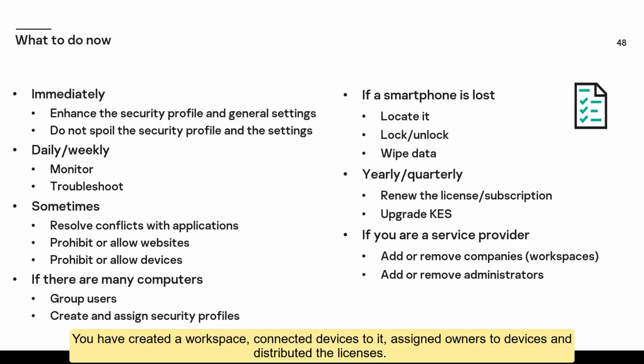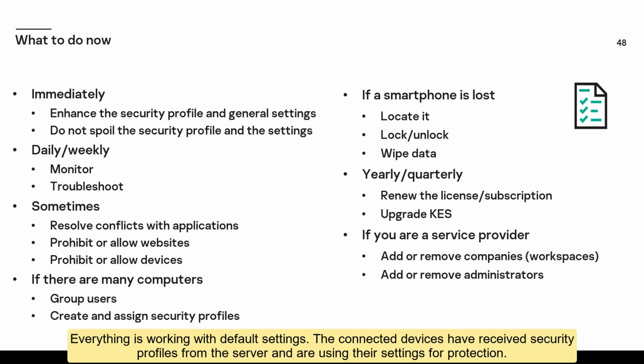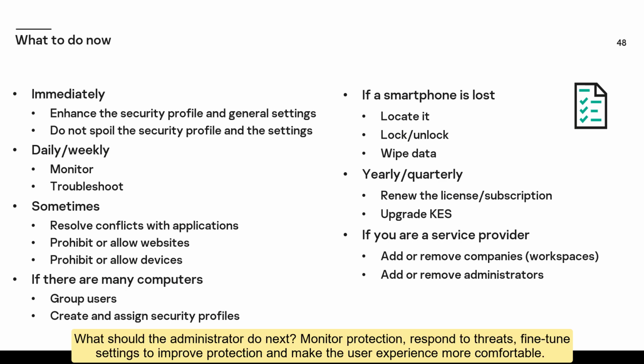You have created a workspace, connected devices to it, assigned owners to devices and distributed the licenses. Everything is working with default settings. The connected devices have received security profiles from the server and are using their settings for protection. What should the administrator do next? Monitor protection, respond to threats, fine-tune settings to improve protection and make the user experience more comfortable.